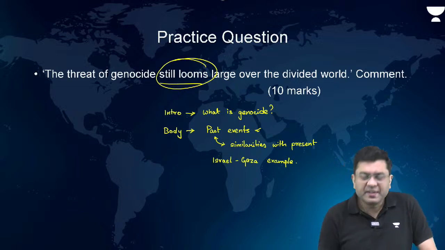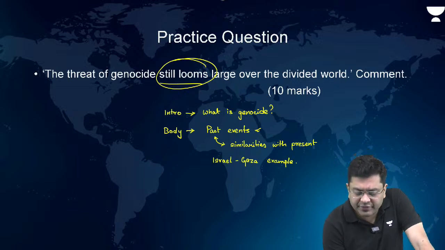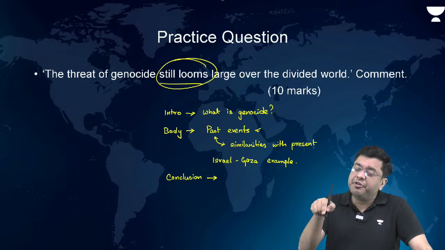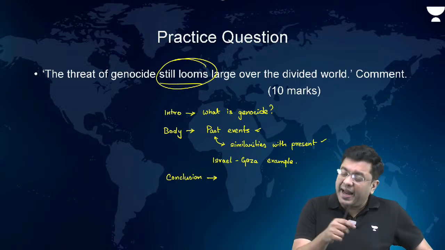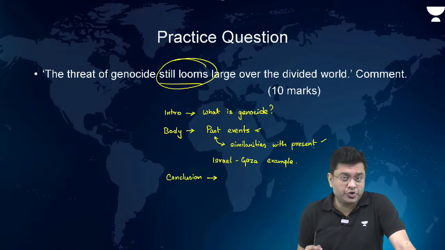Okay. And then in conclusion, what do you write? Because it is a 10 marker, you don't have much of a scope to write way forward. Had it been a 15 marker, each of these points should also be discussed in greater detail and a separate way forward has to be written.